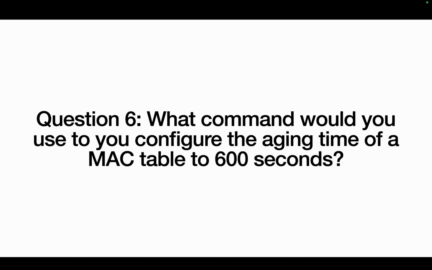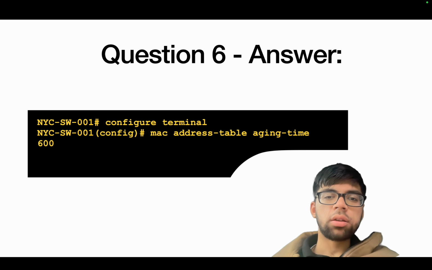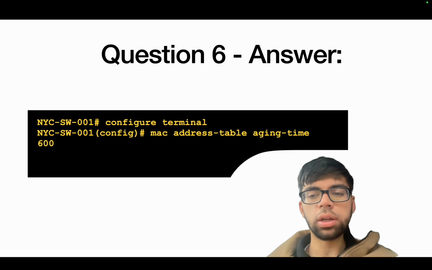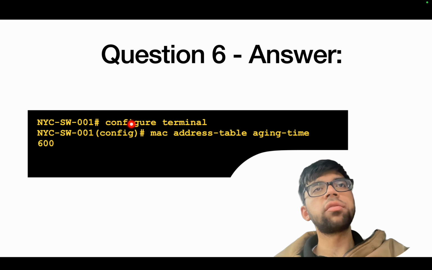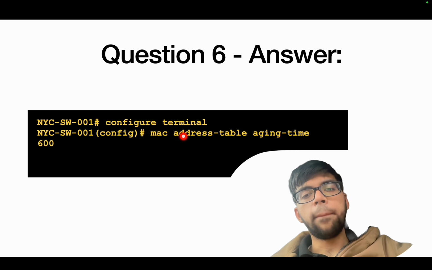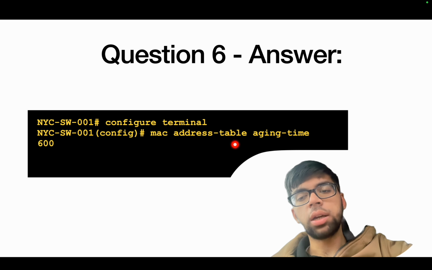Okay, 5, 4, 3, 2, 1, 0. And the answer is: mac address table aging-time 600. We need to be in global configuration mode here, so you can see config in brackets. mac address table aging-time 600.